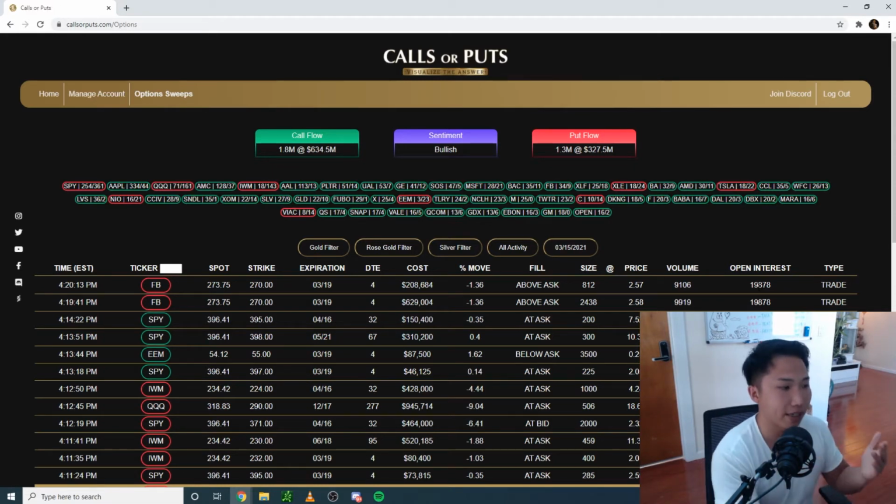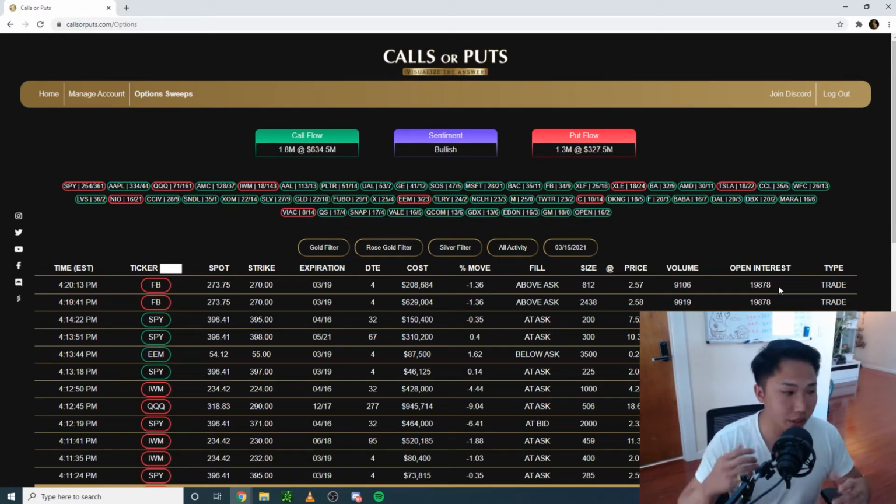So yesterday there were a total of 19,878 contracts that were open, and today 9,106 contracts were traded. So at the end of today's close, tomorrow the open interest will be different.